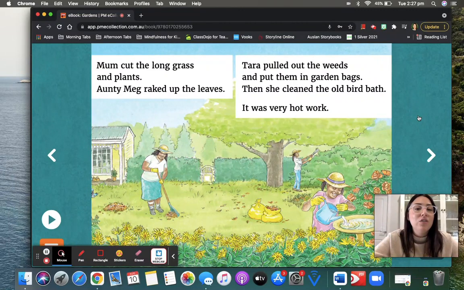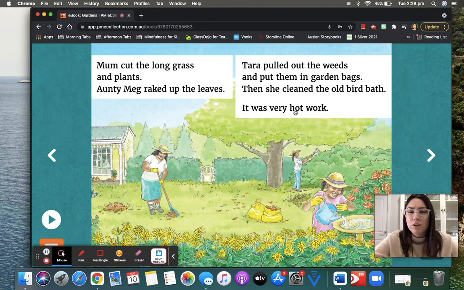Mum cut the long grass and plants. Auntie Meg raked up the leaves. Tara pulled out the weeds and put them in garden bags. Then she cleaned the old bird bath. It was very hard work.